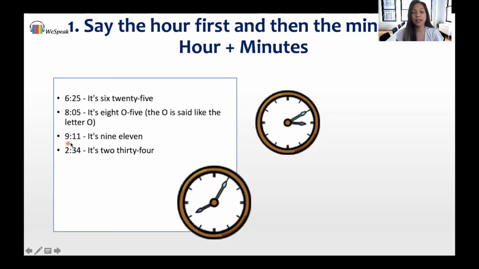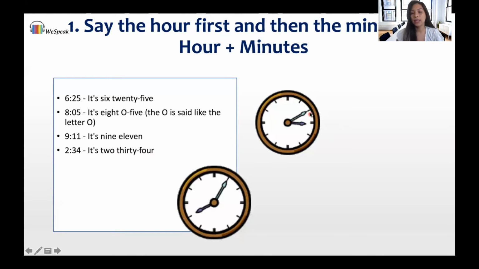It's 9:11. It's 2:34. So first the hour and then the minutes. Look at this clock here. What time is it? It's 3:10. 3, the hour, 10, the minutes.